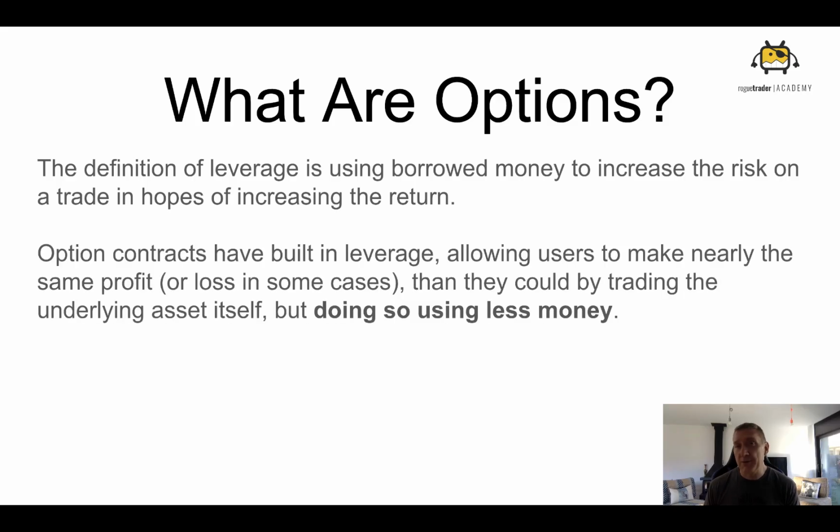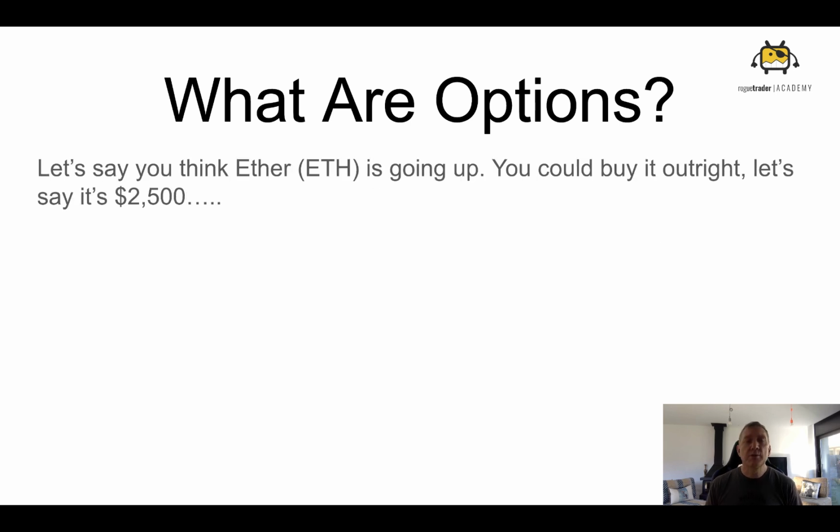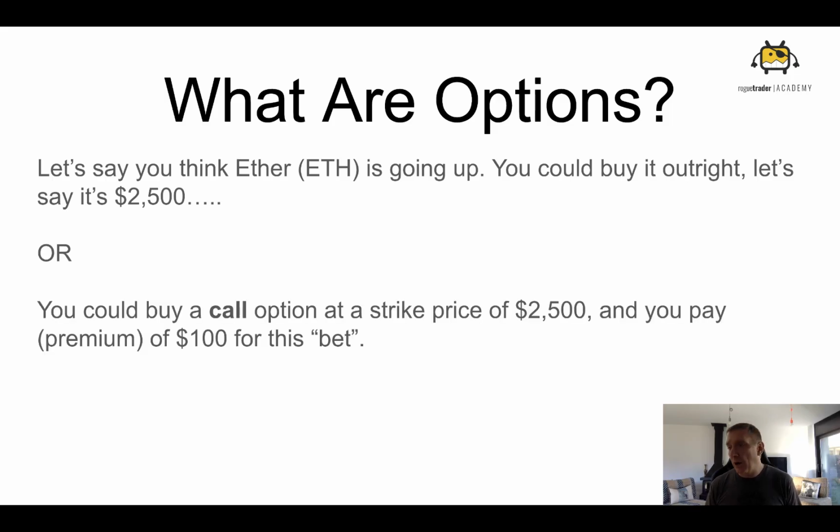The cool thing with options is that options have this built-in leverage component. And it really allows users to make virtually the same amount of profit, sometimes more, certainly a higher ROI usually, than they could by trading the underlying asset itself, but using less money to do so. So let's just say you think the price of Ether is going up. You could buy it outright, right? Let's say it's $2,500 at the time. Or what you could do is you could buy a call option at a strike of, let's say, $2,500, the same price it's trading at, and pay a premium of, let's say, $100 to make this bet.